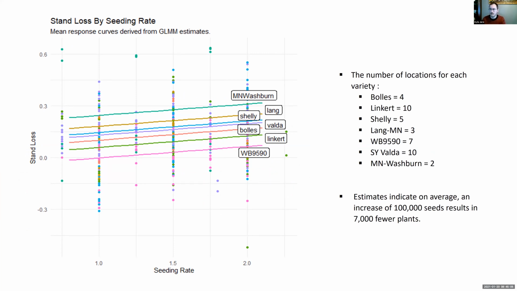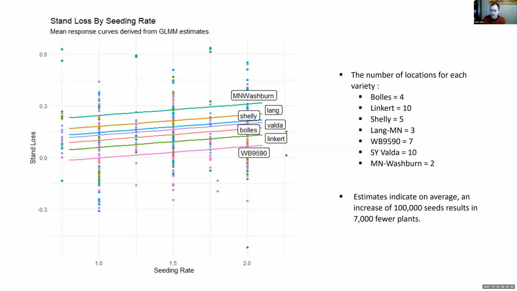So I'll run through these with you. This graph that you can see here, those dots on there are actual values that came from the trials. And I have them separated out here by color according to the different varieties. The axis on the left there is the stand loss. So this would be a measure essentially of emergence. We're looking at, I guess, a reduction in emergence for various seeding rates.